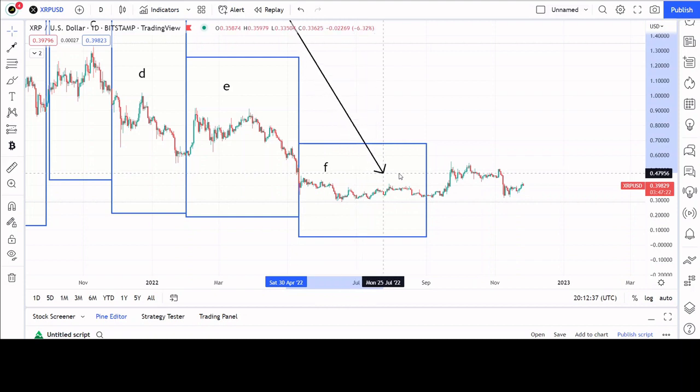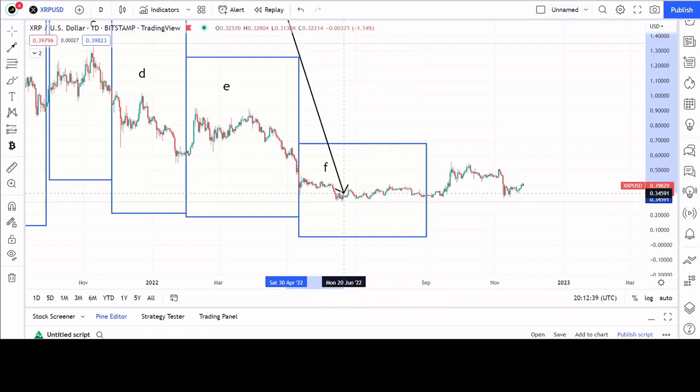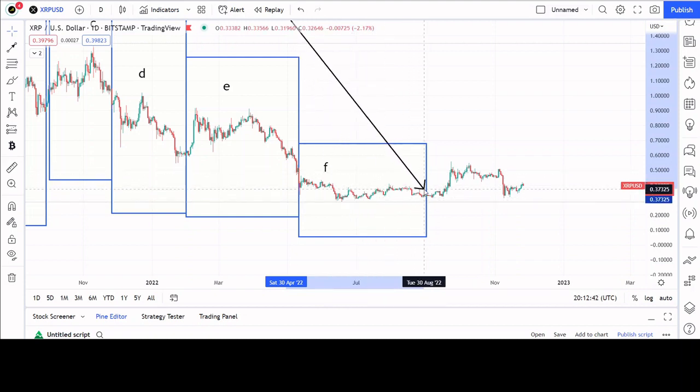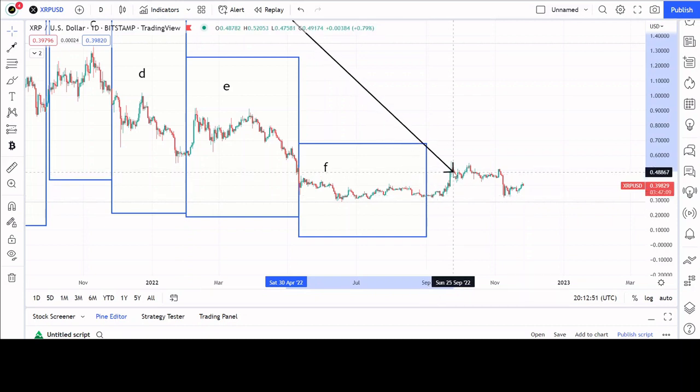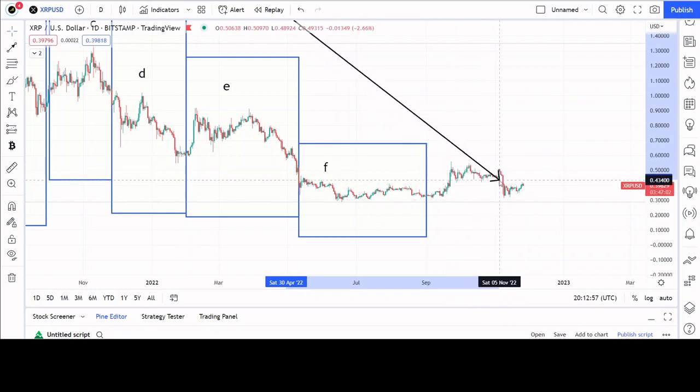So now that this F pattern, this F fractal, has completed, XRP is no longer in the decline. It is now moving into that sideways range-bound time. So price moves back up, and let's go back and examine what exactly happens in this time.